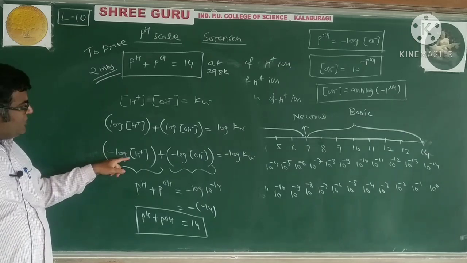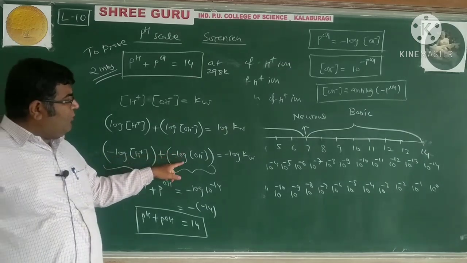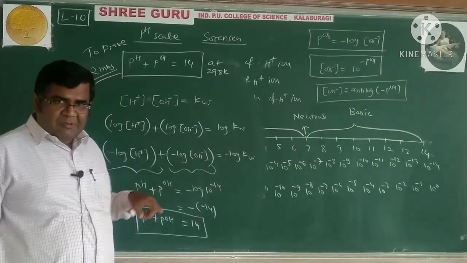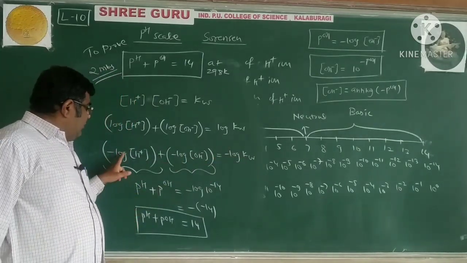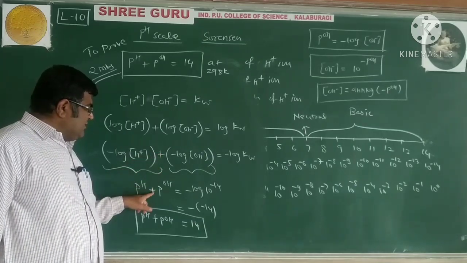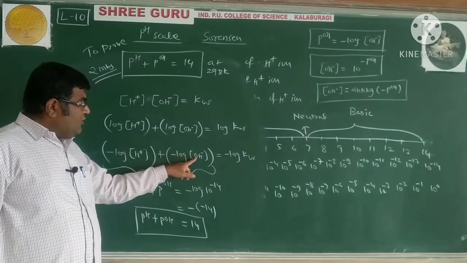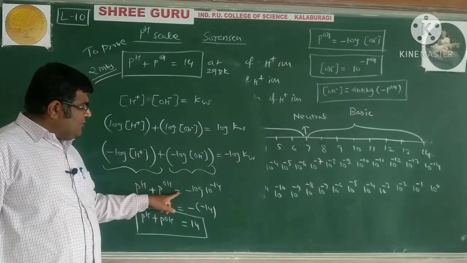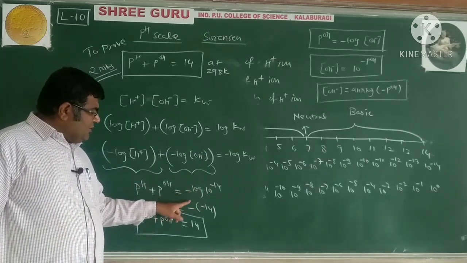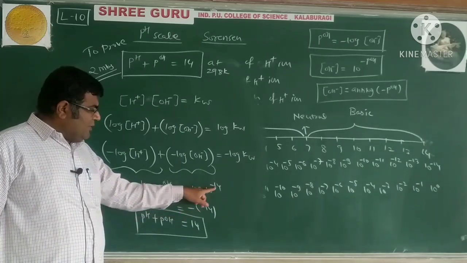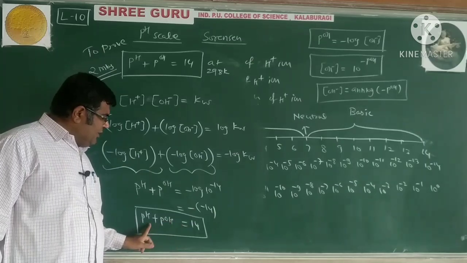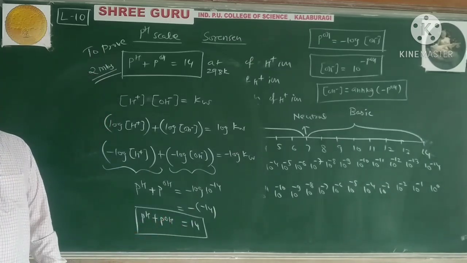Negative log of H plus ion concentration plus negative log of OH minus ion concentration is equal to minus log of the ionic product. Negative log of H plus ion concentration is pH, so pH plus, as it is, negative log of OH minus ion concentration is pOH, equal to negative log of 10 raised to minus 14. Log of 10 raised to minus 14 is minus 14, this minus plus, that's why pH plus pOH is equal to 14.